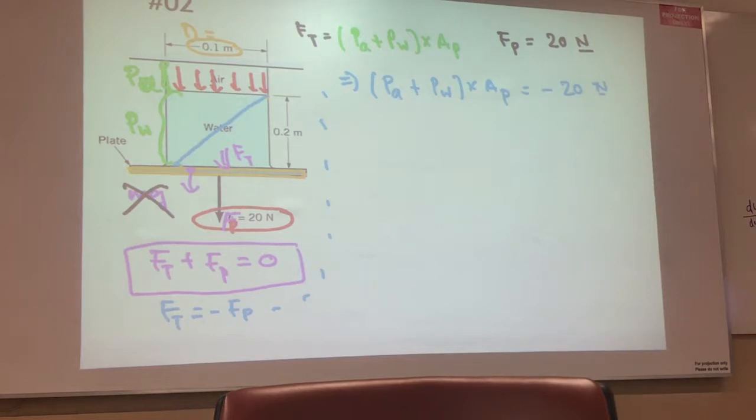Alright. They tell me, please find the pressure of water. So pressure of air, what is water? Rho g h. What is the value of h? 0.2, right? Is equivalent to minus 20. What is the area of piston? Pi by 4, right? Times diameter 0.1 squared.